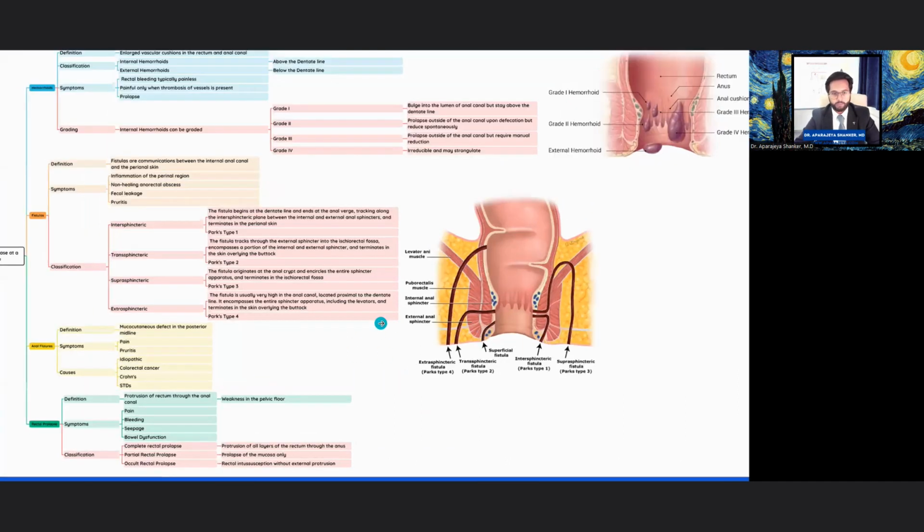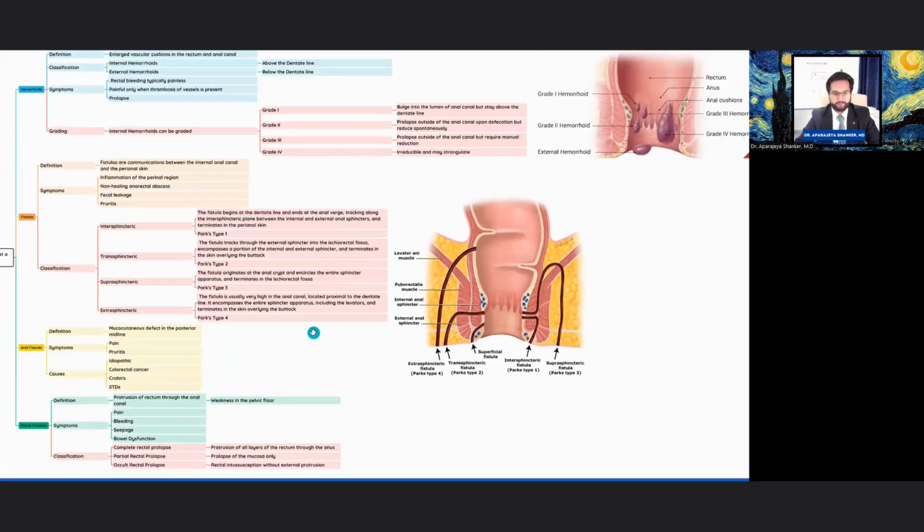Second, what are anal fissures? So anal fissures are just a mucocutaneous defect. While a fistula is also a mucocutaneous defect, it's a defect that has a clear path, right?